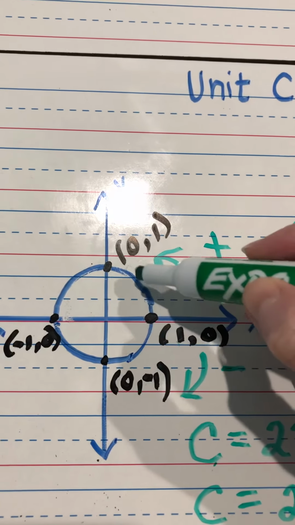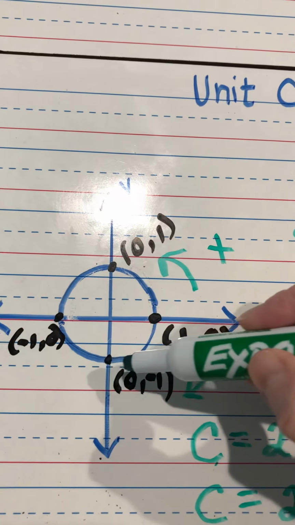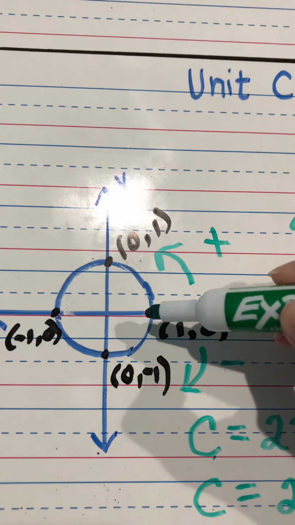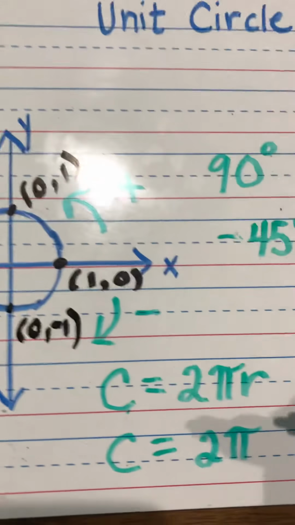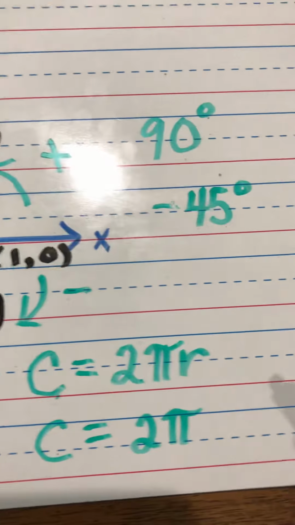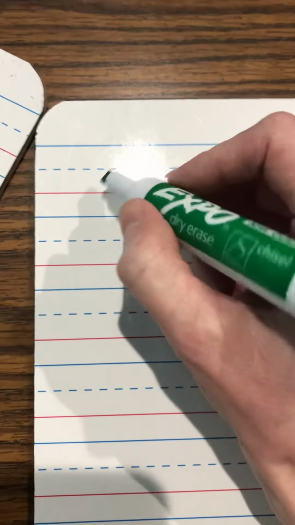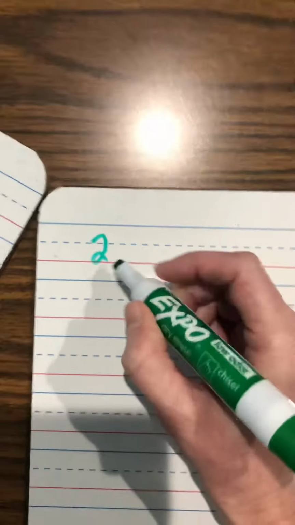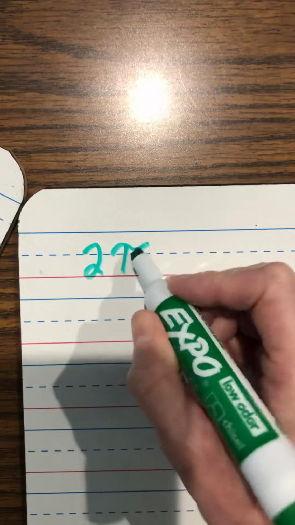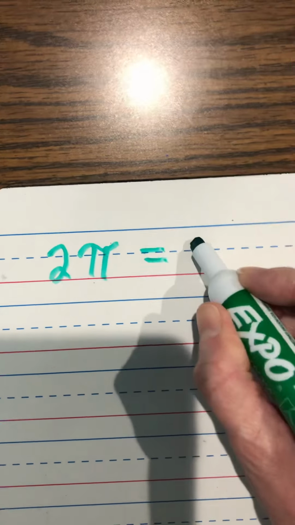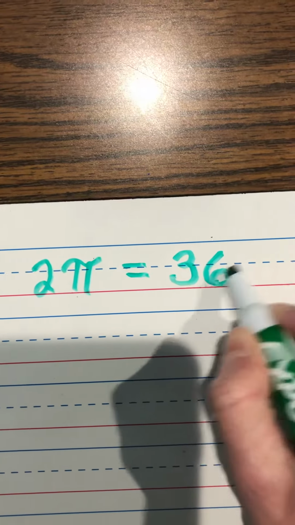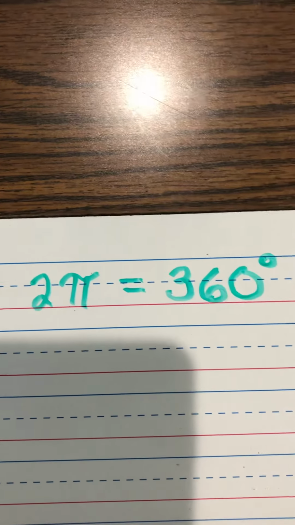So if I start here and I make one complete turn around the circumference of a circle and end up here, I've gone 360 degrees or 2 pi radians because of the circumference. So this is a very important fact that 2 pi radians is equal to 360 degrees. And I don't have to write the word radians. If I just write 2 pi, it's understood that we're in radians. So 2 pi radians equals 360 degrees.